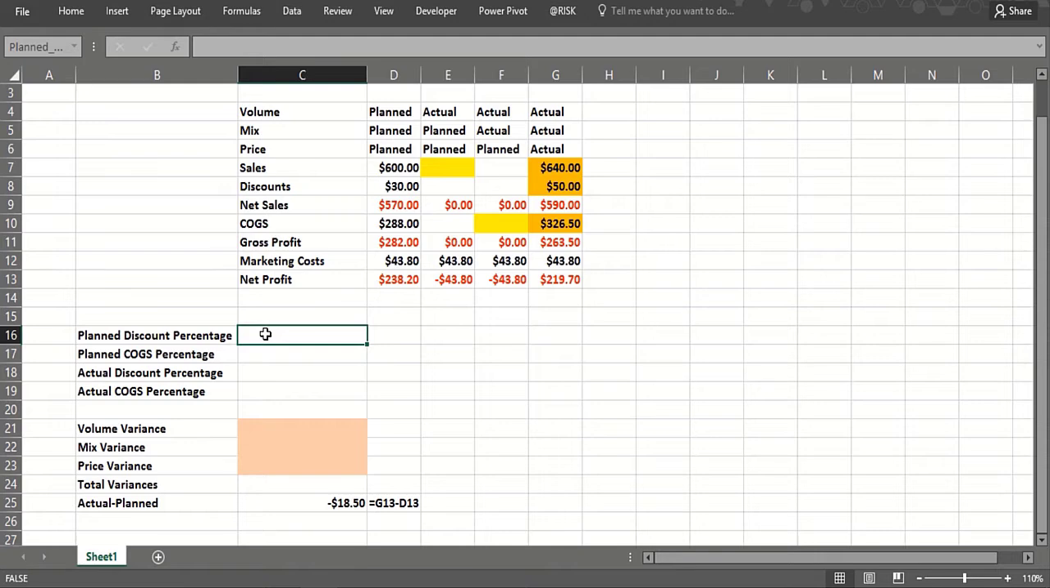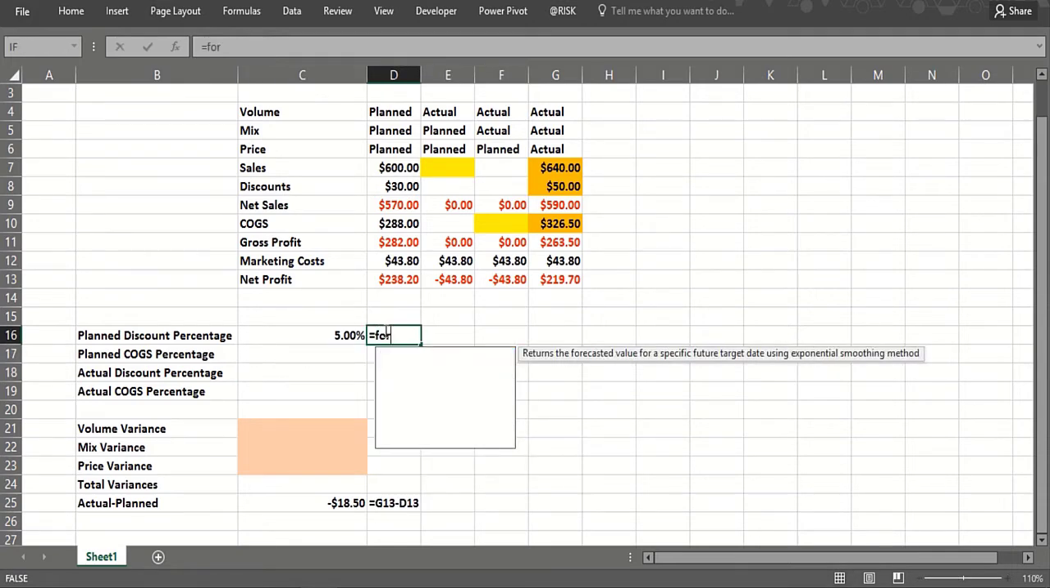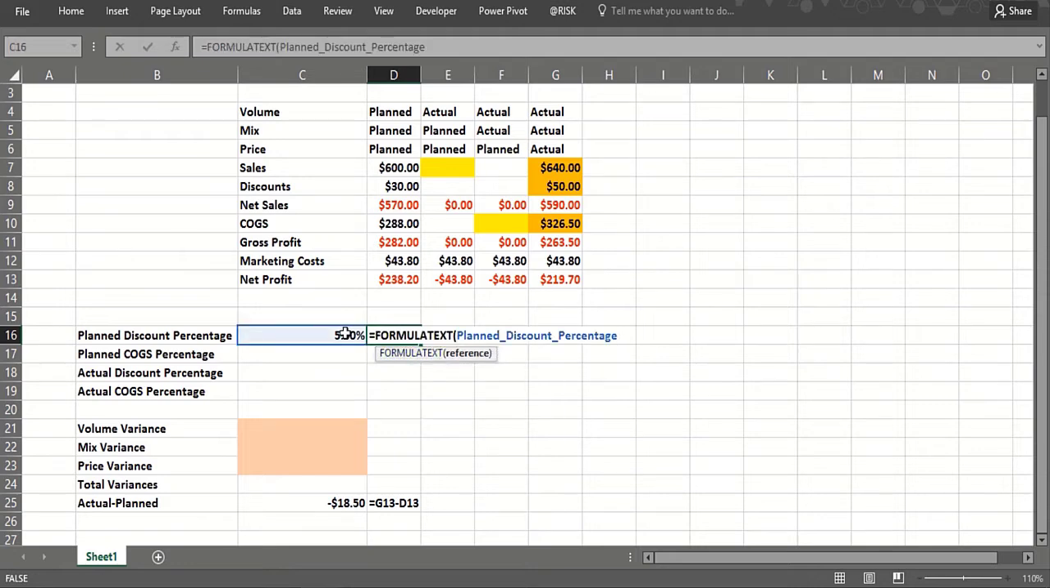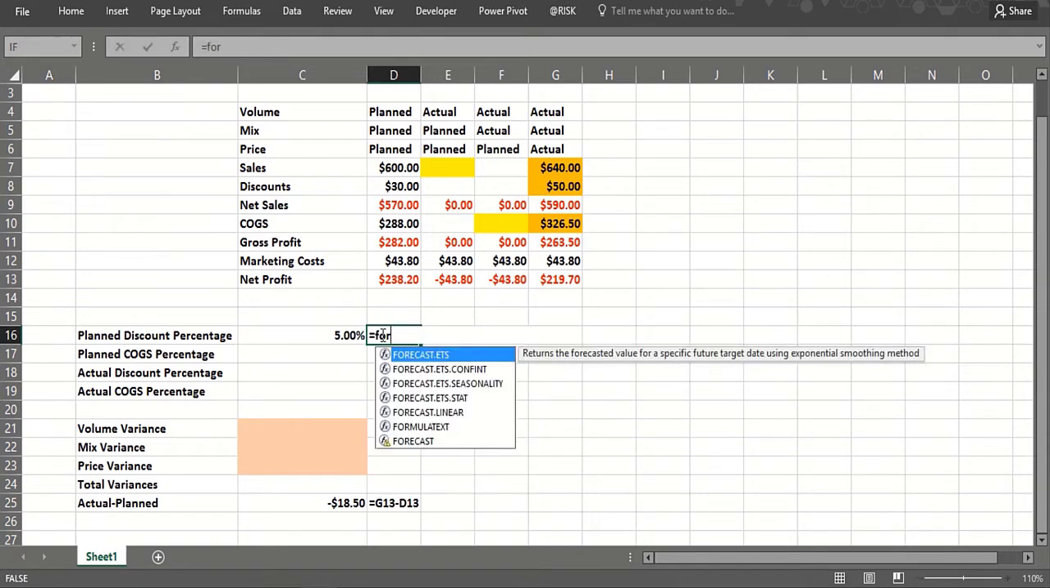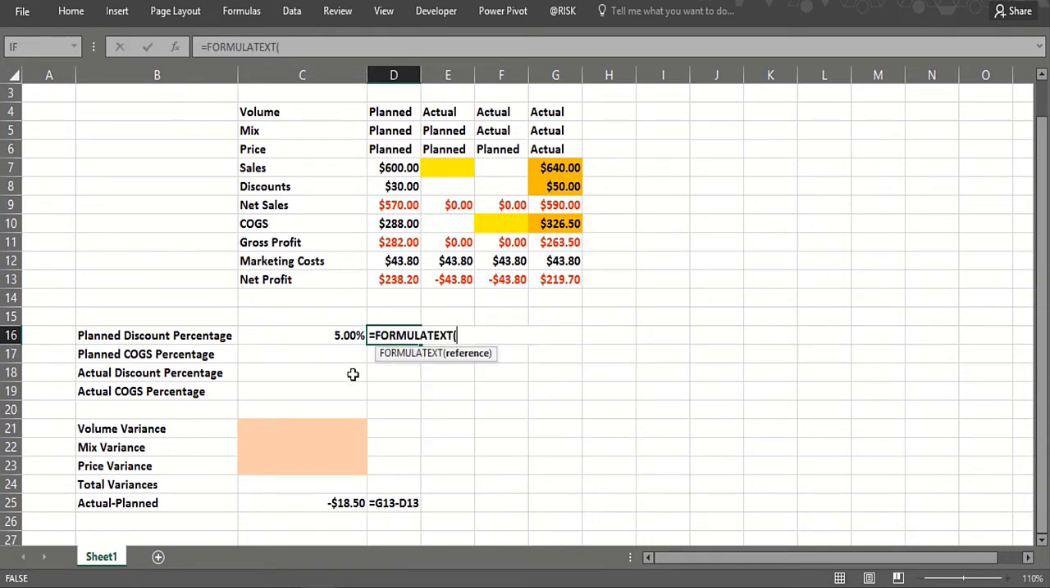So the planned discount percentage was $30 divided by 600, which was 5%. Now, what was the actual discount percentage? Okay, we should put formula text in here. Well, with the range names, so I won't be able to copy that, but that's okay. So I named that planned discount percentage. Now, the planned cost of goods sold percentage from our forecast was the 288 divided by the 600, which I think is about 48%.